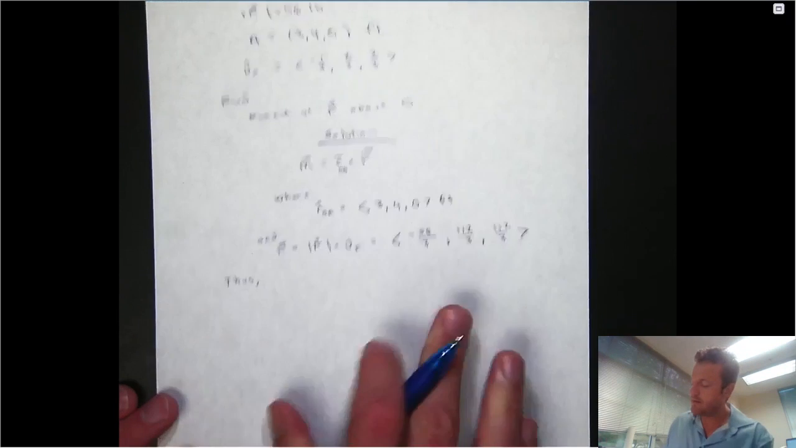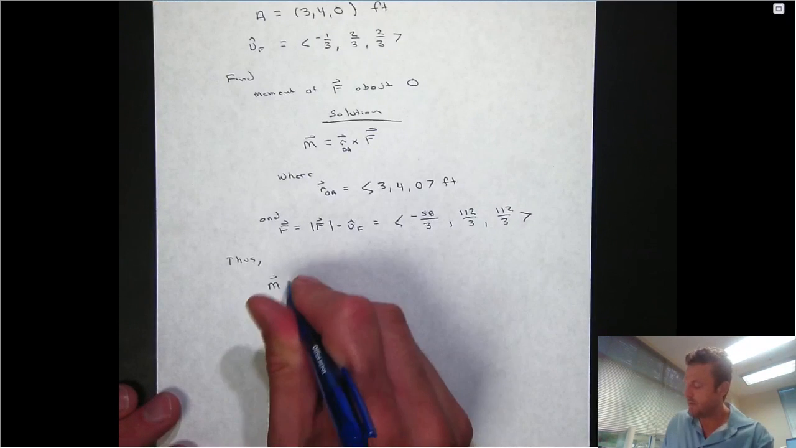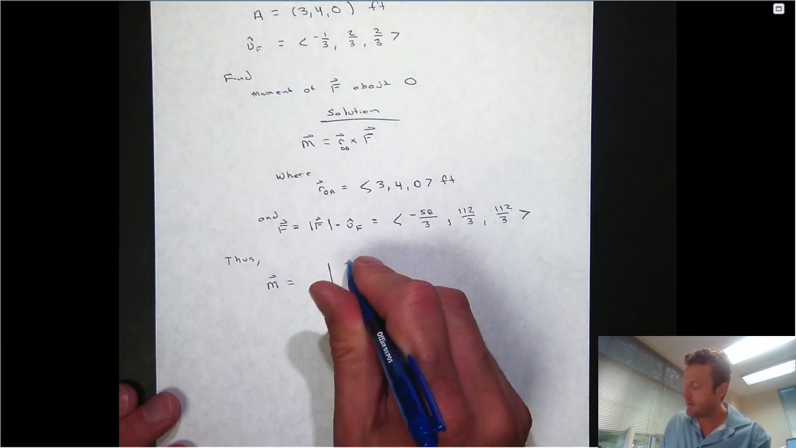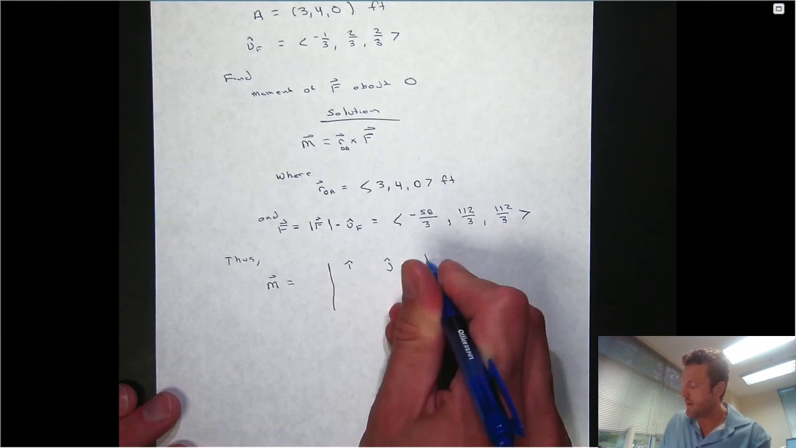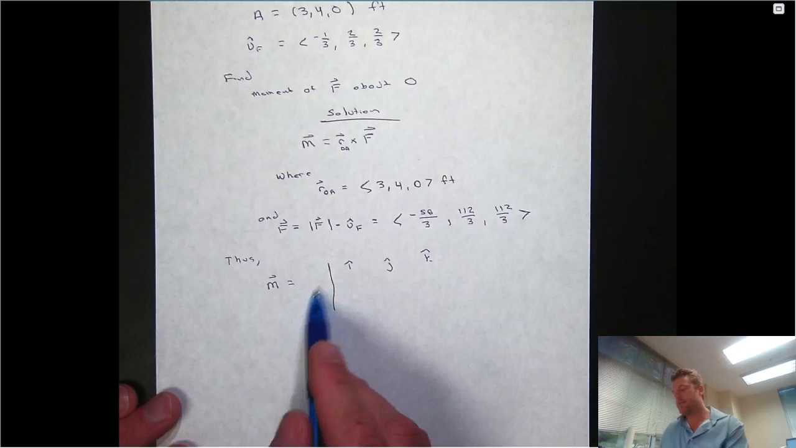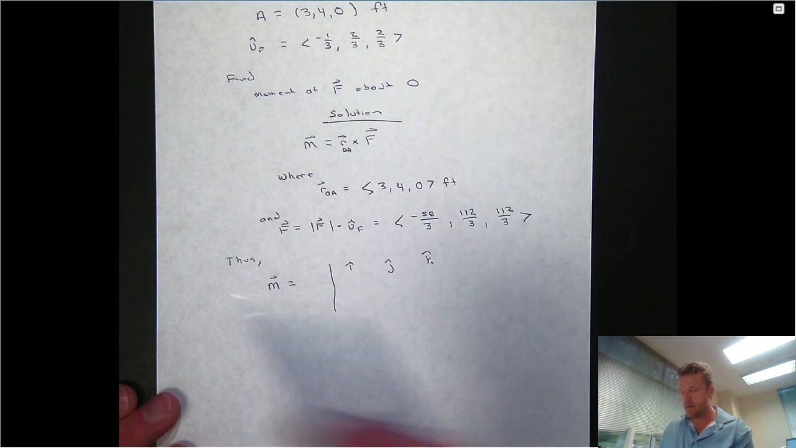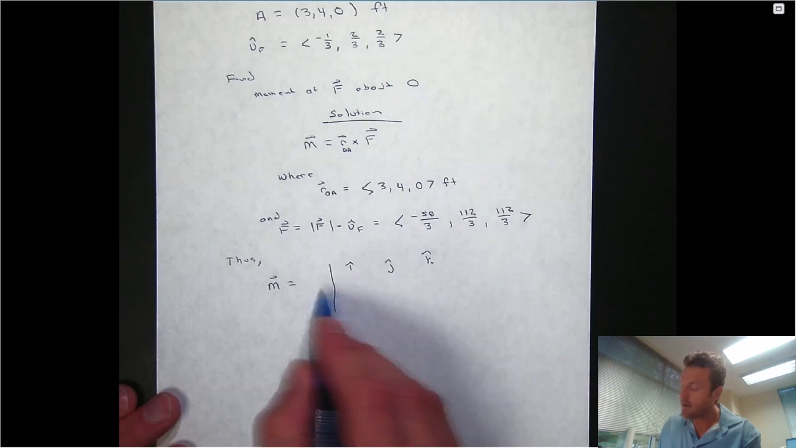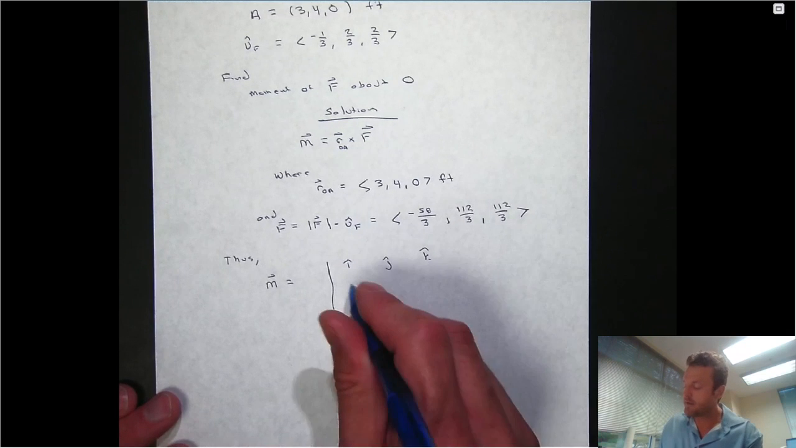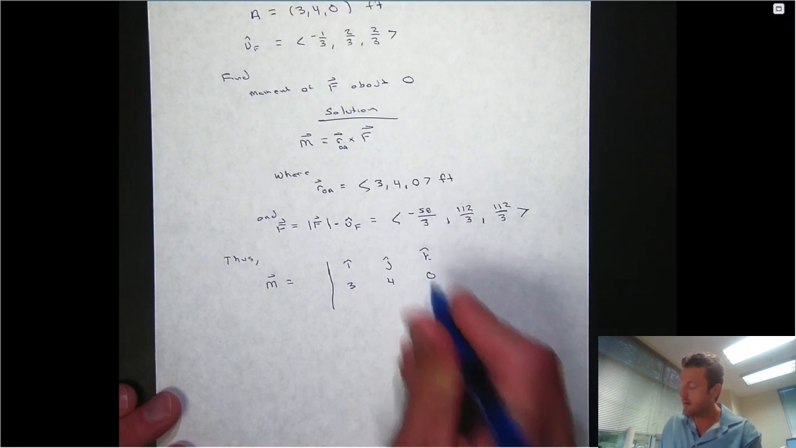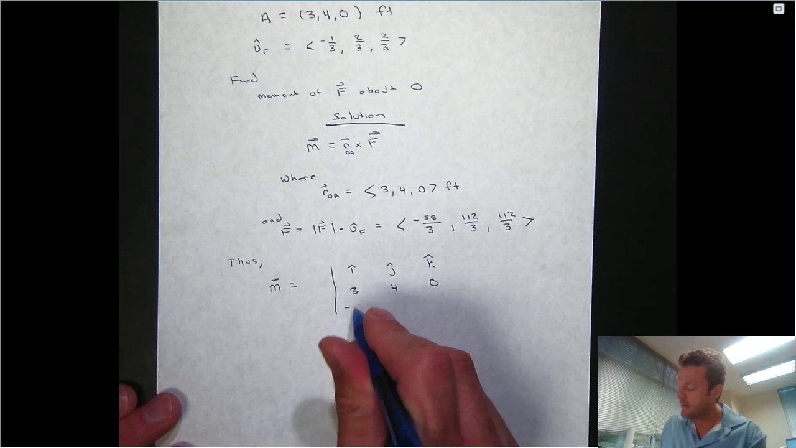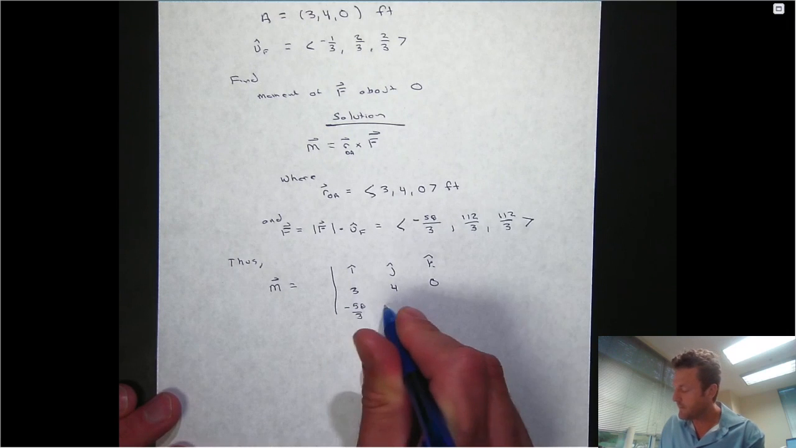All that I need to do now is compute my moment, which just boils down to computing a cross product, which we do by finding the determinant of a special matrix where the first row entries are the 3 unit vectors in the Cartesian coordinates. The second row entries are the components of our position vector, 3, 4, and 0. And the third row entries are the components of our force.